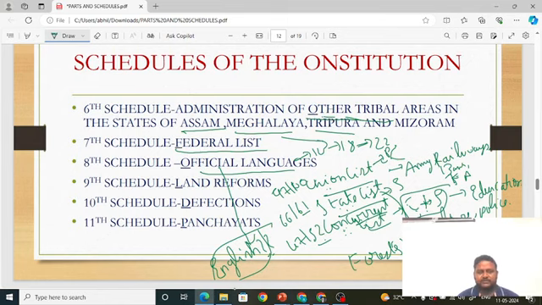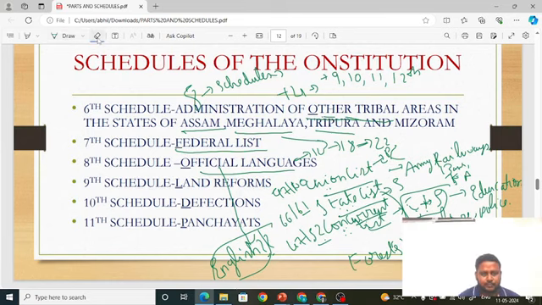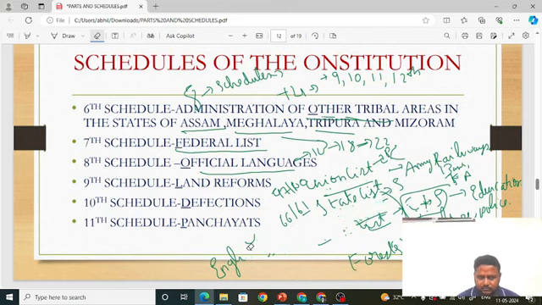Okay friends, next, when it comes to the 9th schedule, understand one thing: in the original constitution there were only 8 schedules. But through amendments we added 4 more schedules, that is 9th, 10th, 11th and 12th. Now the 9th schedule is talking about land reforms.